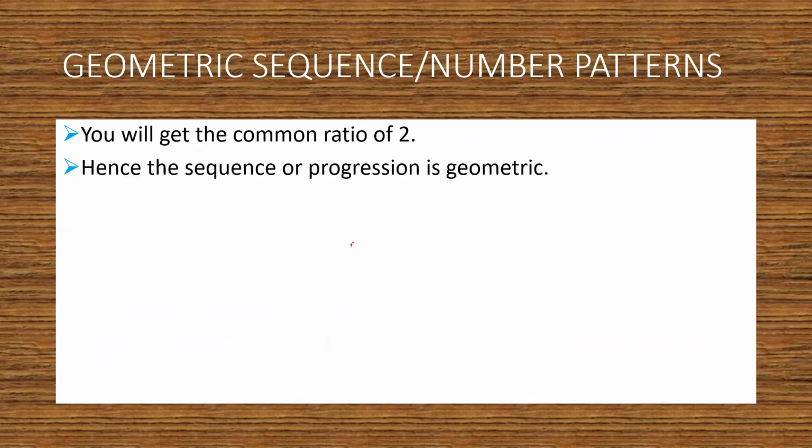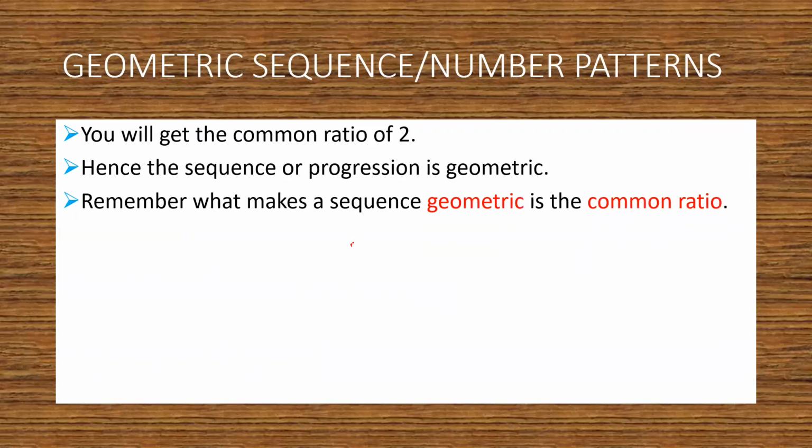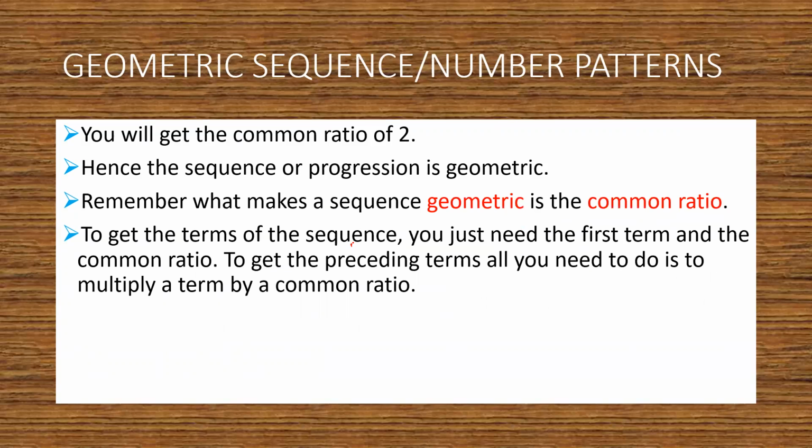Hence, the sequence or progression is a geometric sequence. Whenever you have a common ratio, that sequence or progression will simply be geometric. Remember, what makes a sequence geometric is the common ratio. To get the terms of the sequence, you just need the first term and the common ratio, just like under arithmetic, where you only needed the first term and the common difference. With a geometric sequence, you only need the first term and the common ratio.